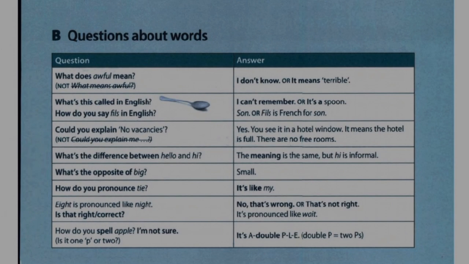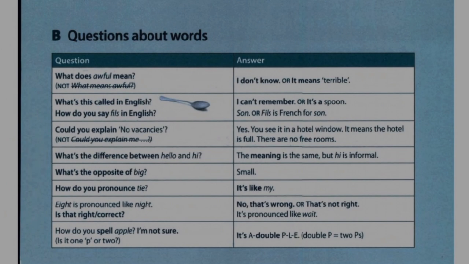Okay, next question. Could you explain no vacancies? Yes, you see it in a hotel window. It means the hotel is full. There are no free rooms. Not could you explain me no vacancies. This is a wrong sentence.